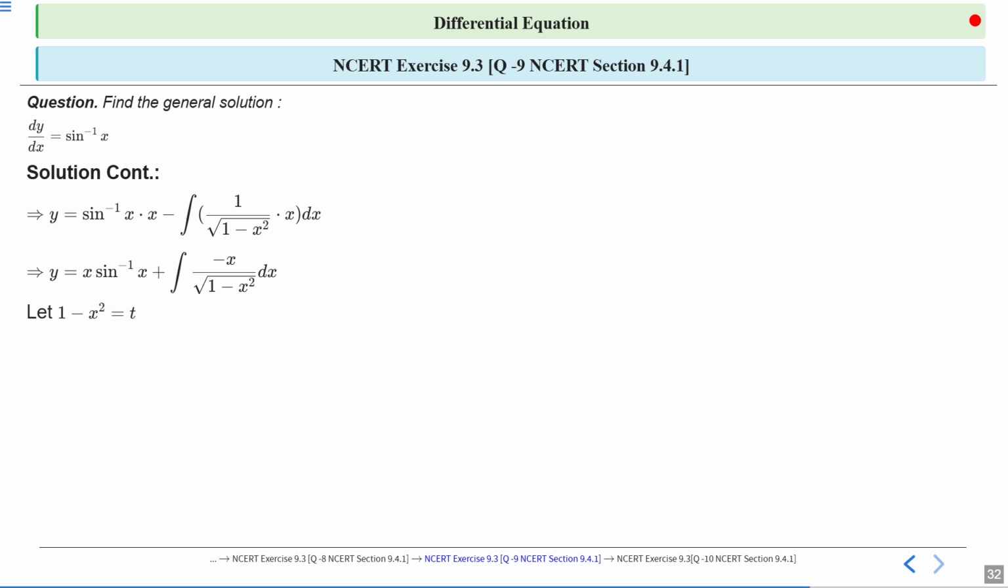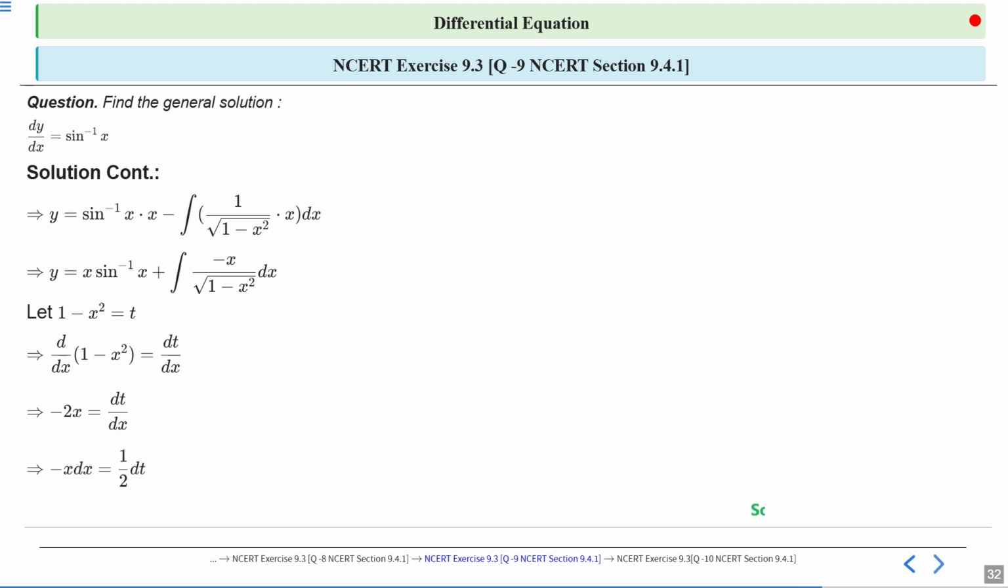We take 1 minus x square as a new variable, that is t, and differentiate it with respect to x. We get d by dx of 1 minus x square is equal to dt by dx, that is minus 2x is equal to dt by dx. So minus x dx is equal to 1 by 2 dt.